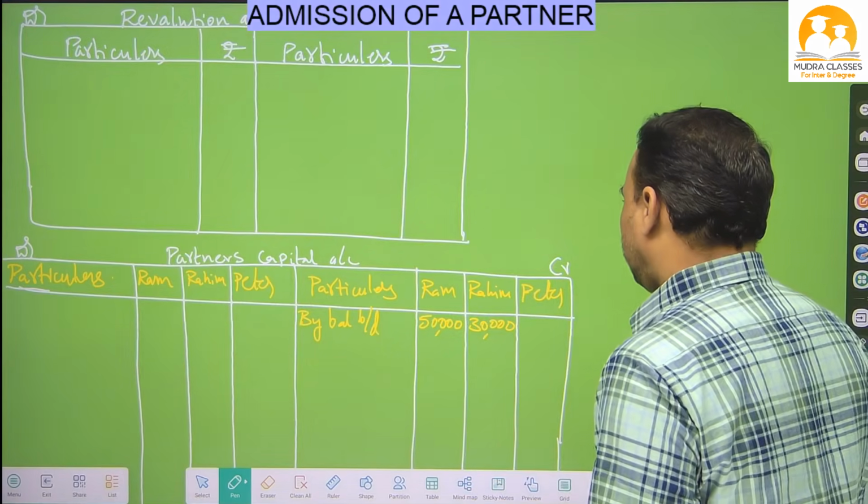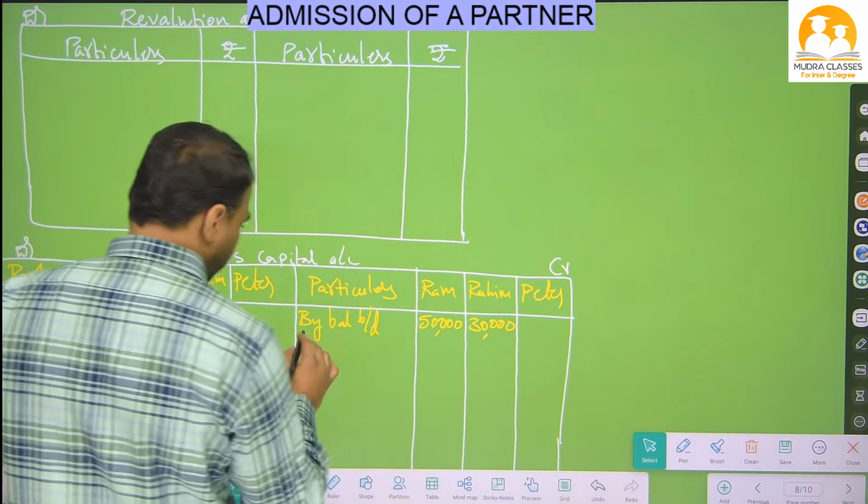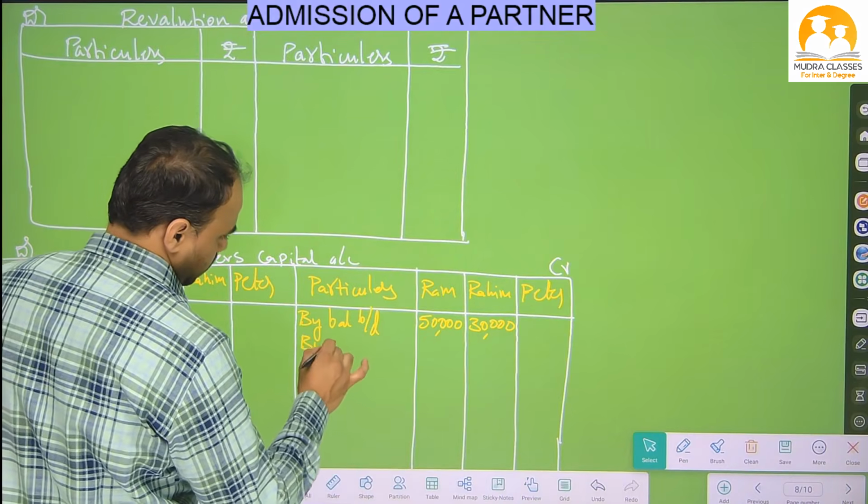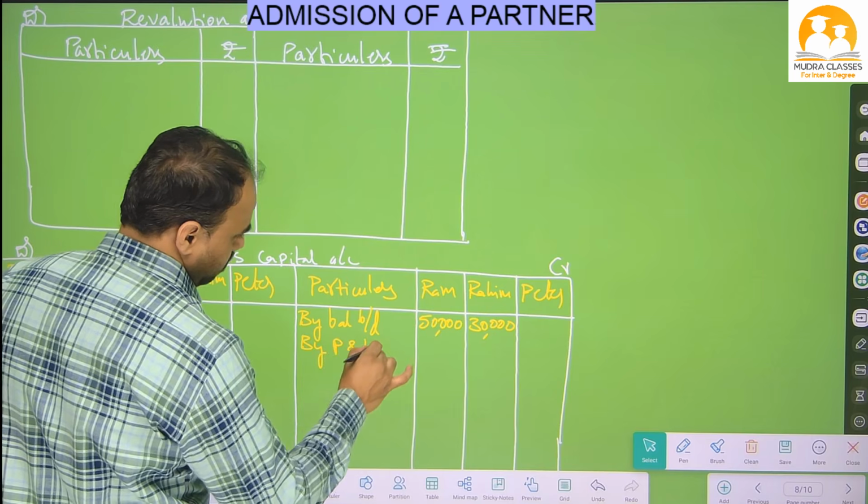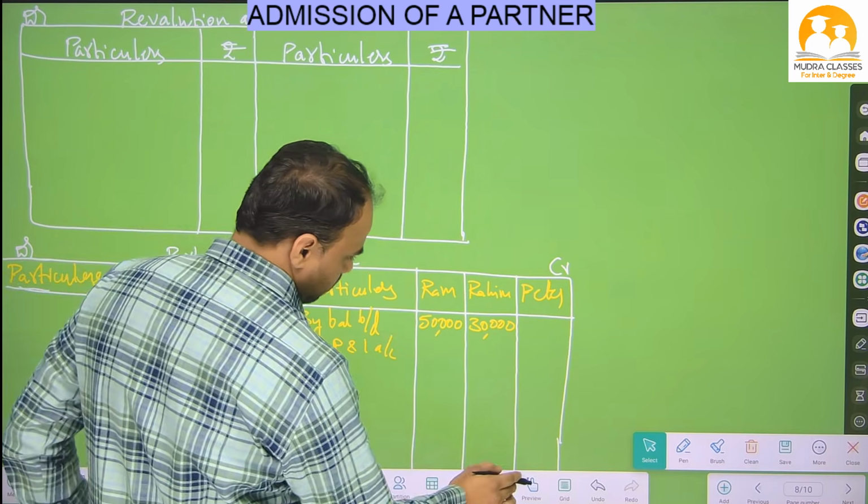So in the partners capital account credit side we have to write by P&L account. P&L account means what?